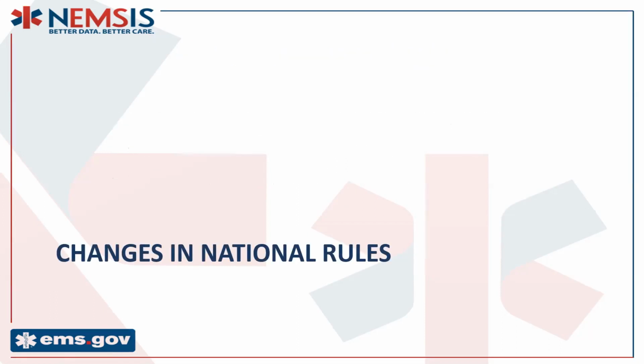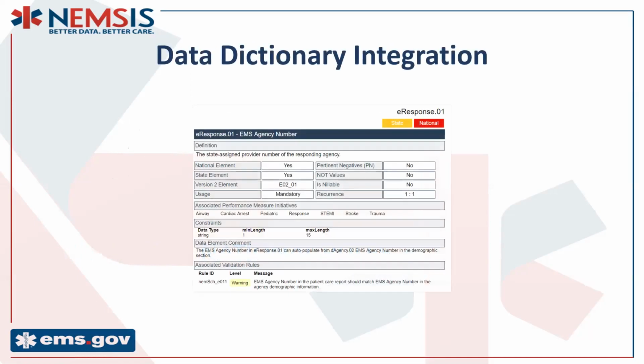Okay, changes in the national Schematron rules. One is the data dictionary integration that Clay mentioned. On every page of the data dictionary in NEMSIS 3.5, you will now be able to see down at the bottom any validation rules associated with that data element. We think this will make it much easier to understand and know what validation rules are in effect element by element. So we think that'll be a big usability improvement.